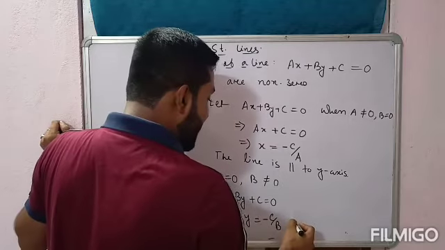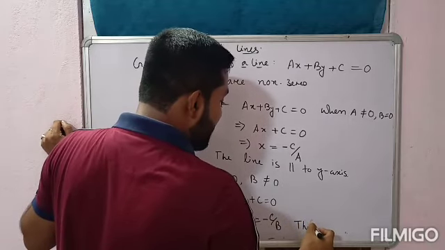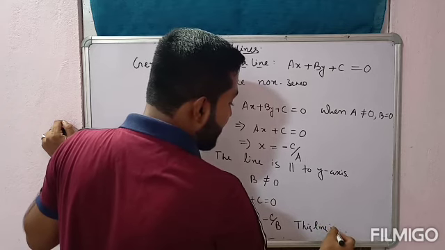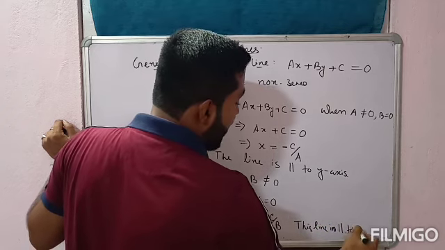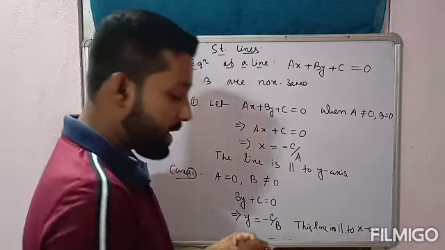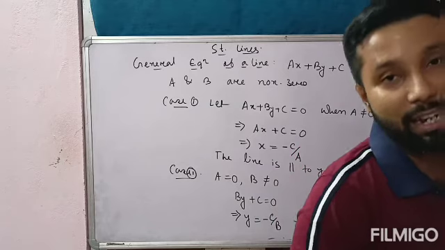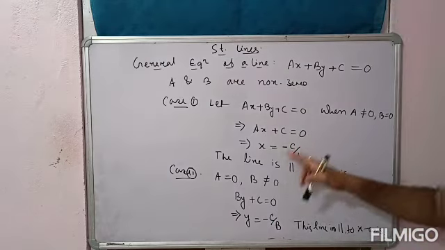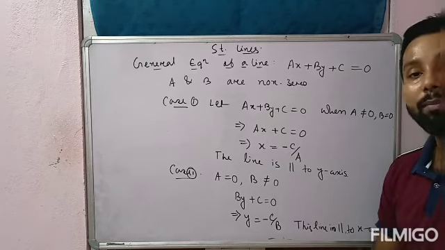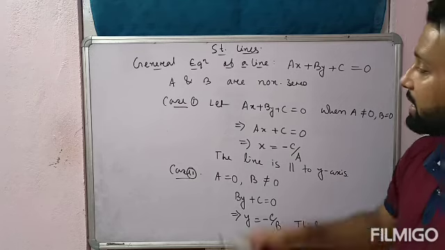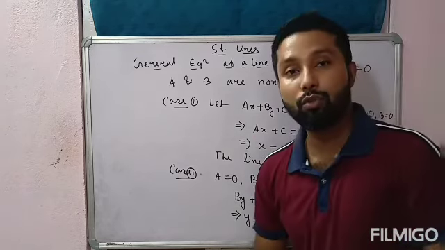So this line is parallel to the x-axis. Okay. So y is equal to any constant means the line will always be parallel to the x-axis. X equal to any constant means the line will always be parallel to the y-axis. Right. So this is case 1 and this is case number 2.